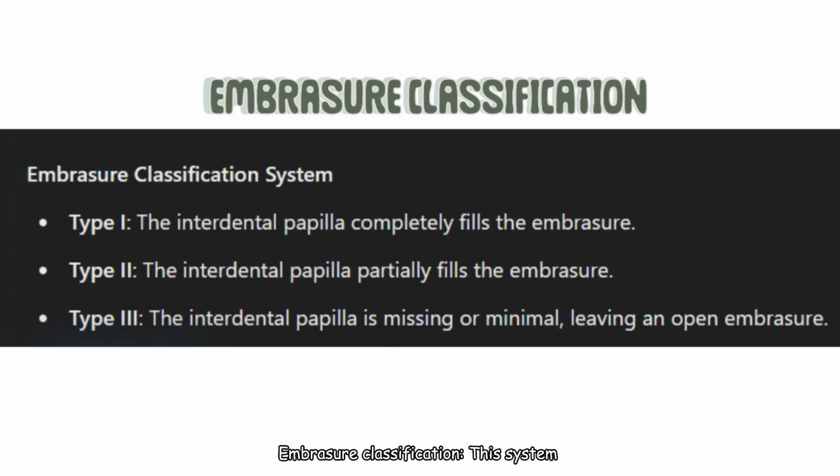Embrasure Classification. This system categorizes the interdental spaces, embrasures, between teeth based on the level of gingival tissue fill. Type 1: the interdental papilla fills the embrasure completely. Type 2: the interdental papilla partially fills the embrasure. Type 3: the interdental papilla is missing or minimal, resulting in an open embrasure.